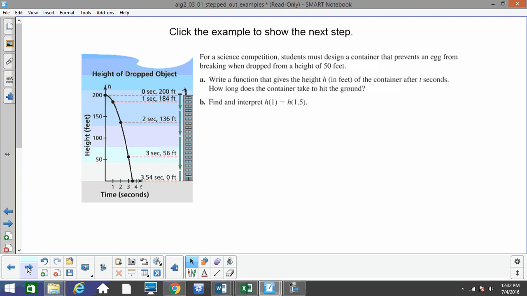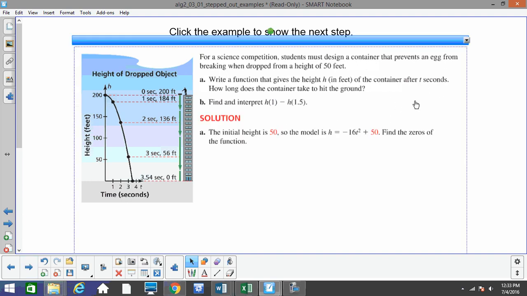For a science competition, students must design a container that prevents an egg from breaking when dropped from a height of 50 feet. We want to write a function that gives the height of the container after t seconds. How long does the container take to hit the ground? Find and interpret h of 1 minus h of 1.5. So the initial height is 50. We're going to write that function.